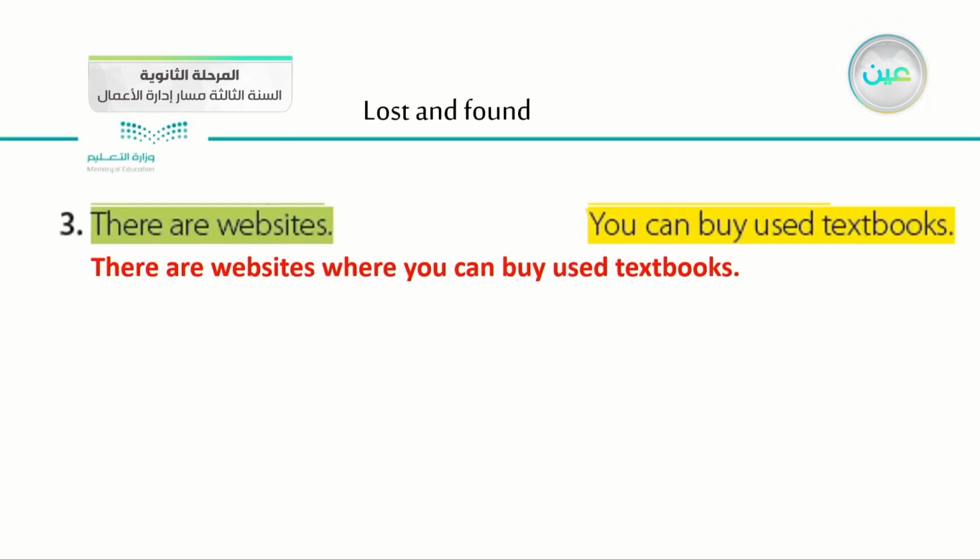Here we have: there are websites, and here we have the rest of this part. And here we'll see how we can combine this part with the other part. There are websites where you can buy used textbooks, okay? So as you see here, we used where to describe websites.